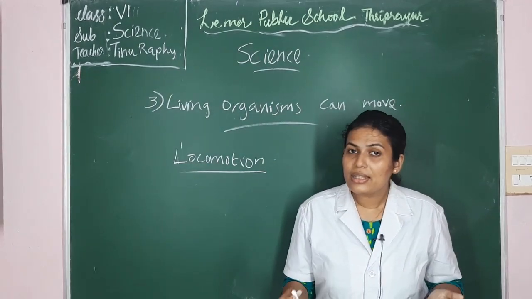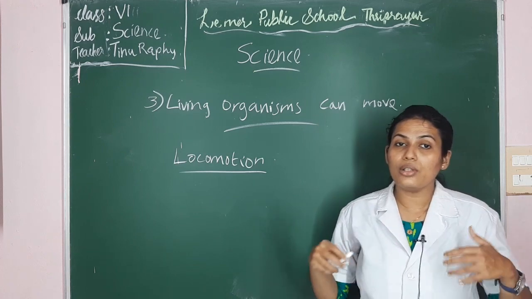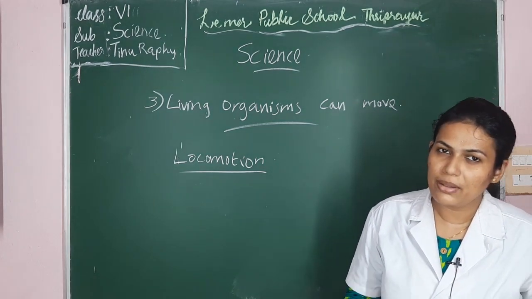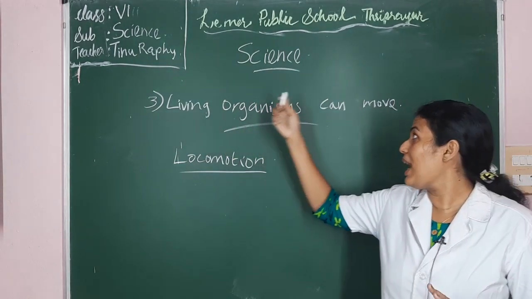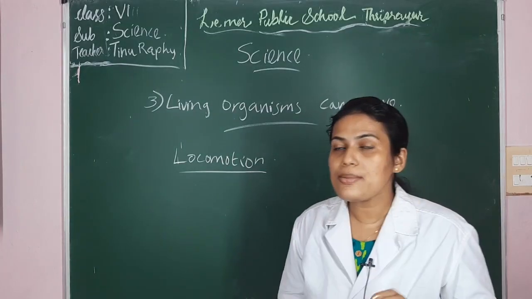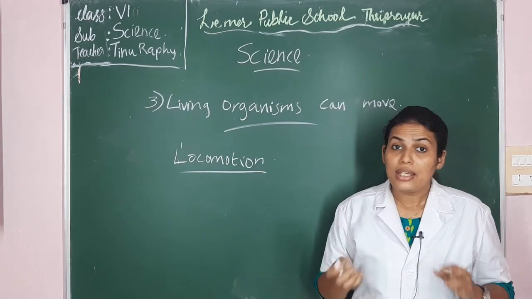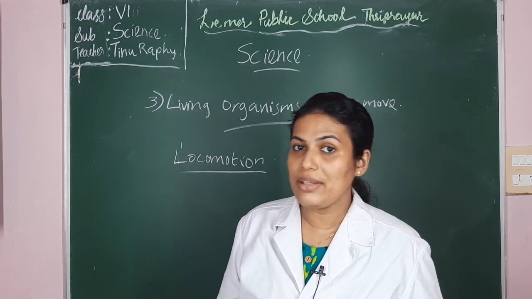Whereas non-living things cannot move. The movement or the locomotion is a feature of living organisms. That is the third feature we are learning. That is, living organisms can move, and this movement is called locomotion. Now let's learn the fourth feature of the living organism.